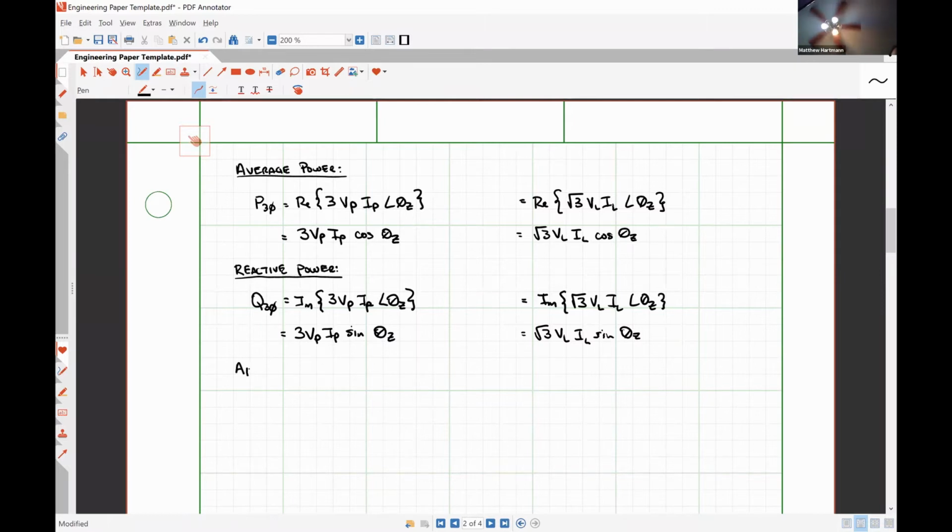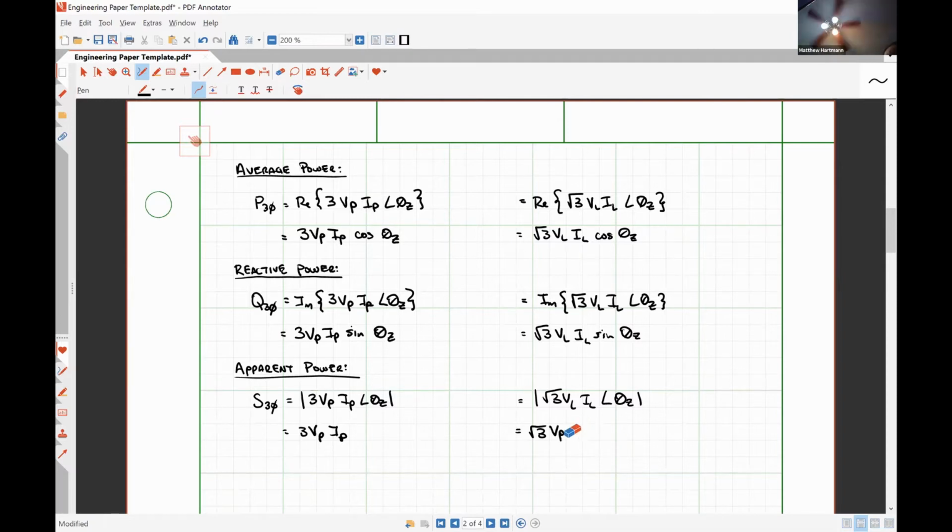Our apparent power is simply the magnitude of S three-phase, the magnitude of S of 3 Vp Ip angle theta z, which is just 3 V_L I_L, excuse me.